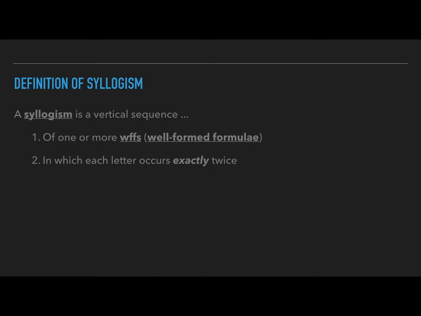Each letter has to occur exactly twice. So, for example, if there is a Y in the syllogism, then there's going to have to be exactly two of them, not one, not three, exactly two, in order for it to be a syllogism.